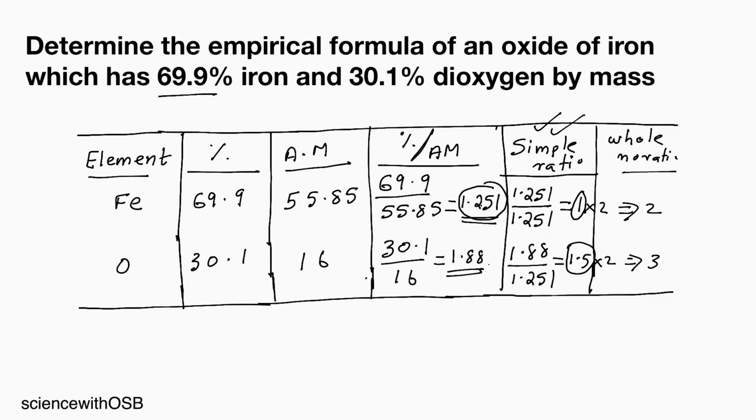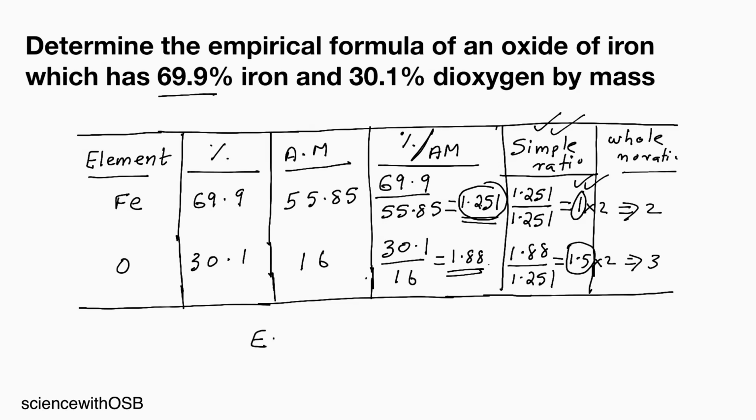So we are supposed to make the second number, 1.5, a whole number. For that purpose, you have to multiply with an appropriate number. So we choose 2. With the same number, you have to multiply the other number also. You have to multiply 1 also with the same number. So we got 2 and 3.